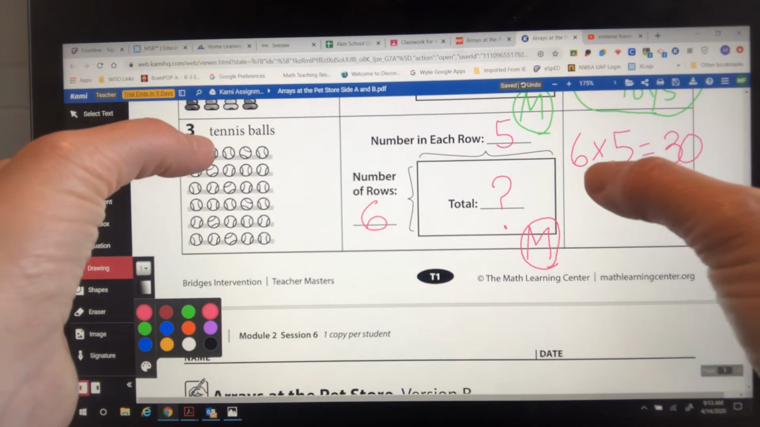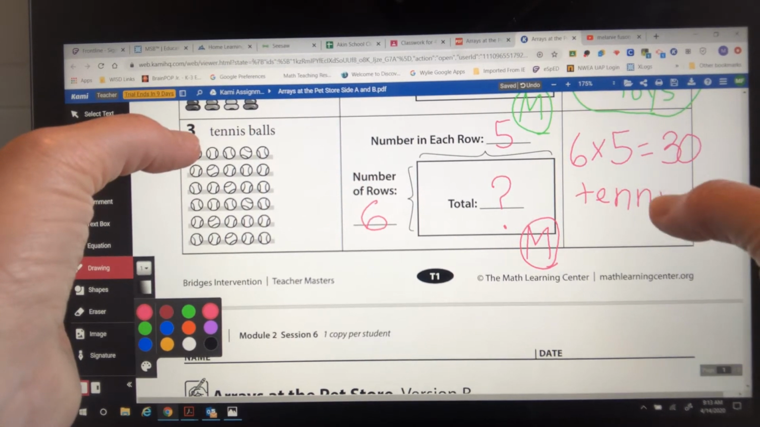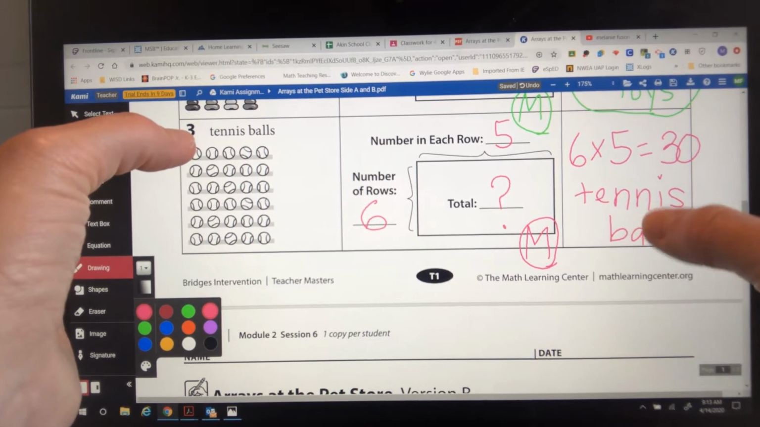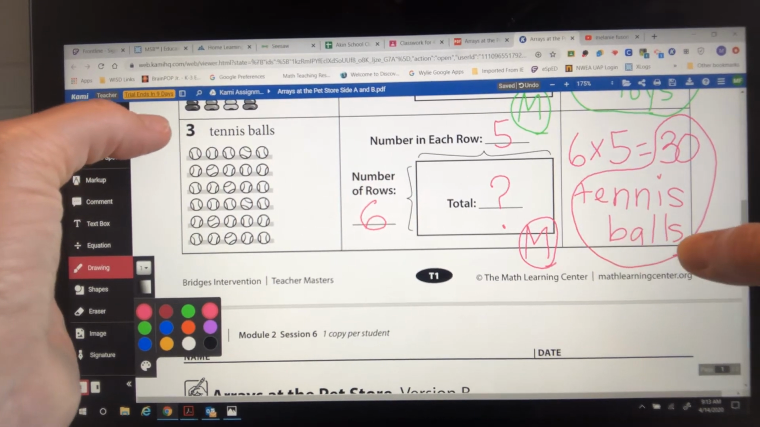30, and my label is tennis balls. Tennis balls, and we're going to circle that.